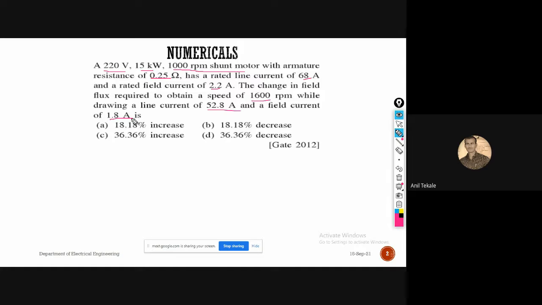Now, this is a question which was asked in the GATE examination 2012. So now, from this you have to solve. Okay, so tell me, what should we have to do? How can it be solved, tell me. What will be the first step?